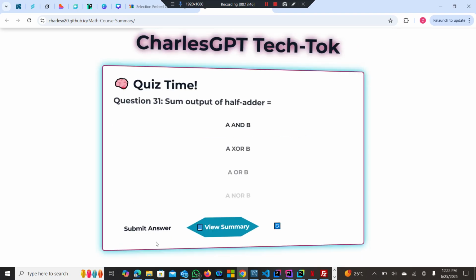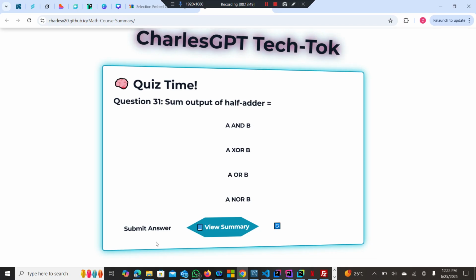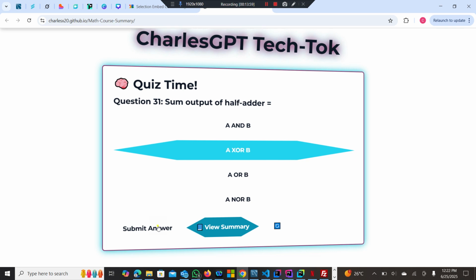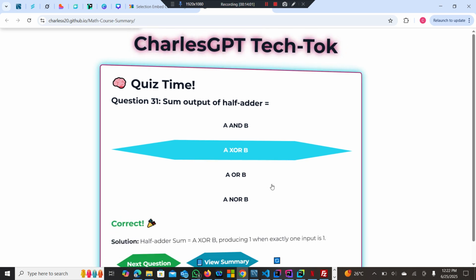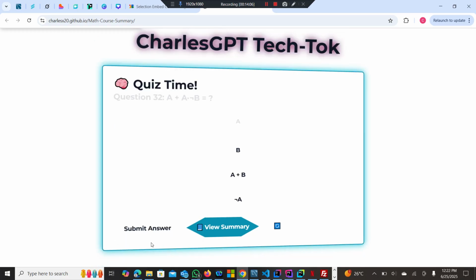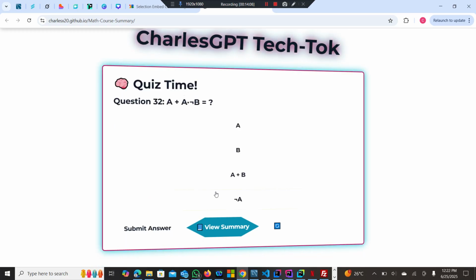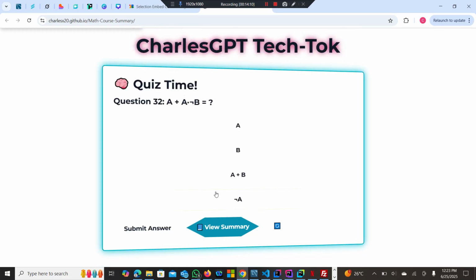So next question, we have sum output of a half adder is equals to, I think it's, so, and I don't know. Correct. I know it's exclusive OR. So next question. I said that we have like 50 to 60 questions on this quiz, so make sure you take yours and get your own questions. I think it's A.